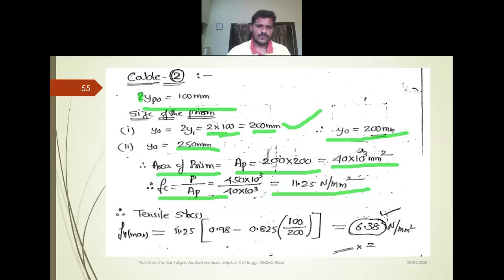Then use the same formula we used previously. Fc is 11.25, here you substitute, and this is your Yp0, and this is your Y0, the depth of the prism. If you substitute all these values, you will get the tensile stress as 6.38 Newton per mm square. In this way, we need to calculate the maximum tensile stress in cable 1 and cable 2 as per the given problem.